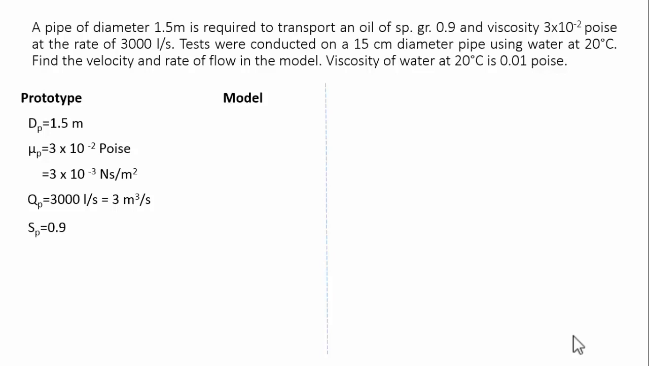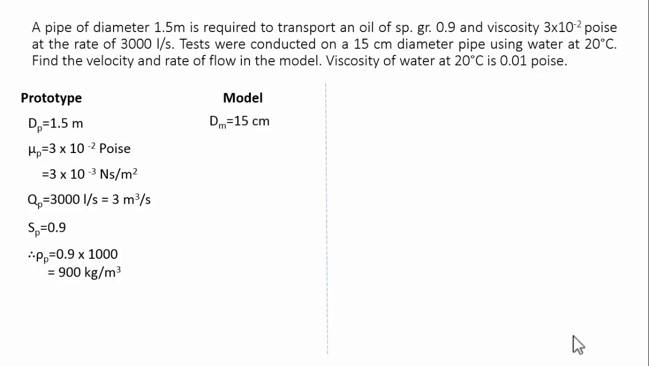And specific gravity of the oil is given as 0.9. So if we want to calculate the density, we have to multiply the specific gravity by density of water, that is 1000 kg per meter cube. And the density of this particular fluid is 900 kg per meter cube.